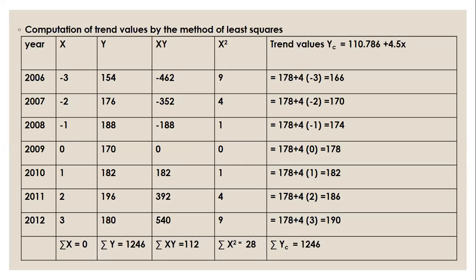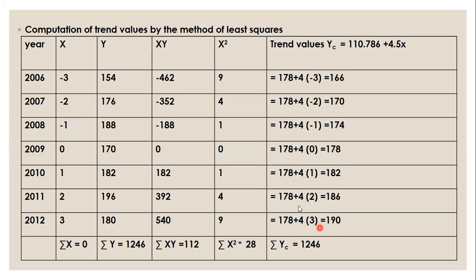Okay. Now, whatever equation we have got, we have to apply here to find the trend values. So the trend values are nothing but 178 plus 4 into the value of x. So with the value of x, what will happen? 178 plus 4 into minus 3 is 166. 178 plus 4 into minus 2 is 170, and minus 1 is 174. Likewise, you will have to go. Here 4 into 0 is 0, so 178 will remain as it is.